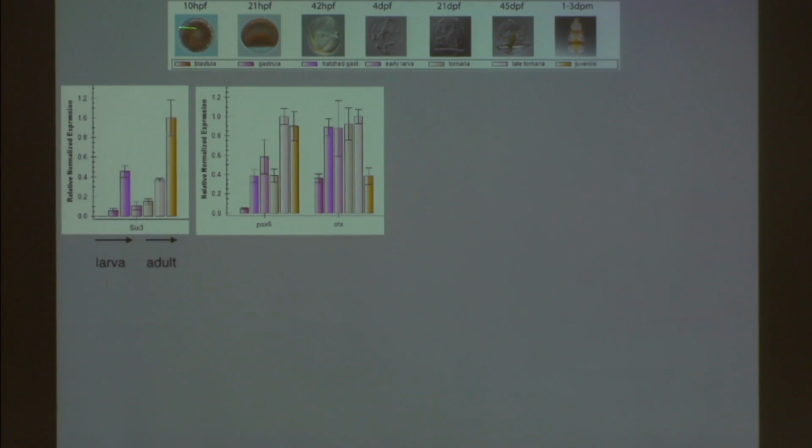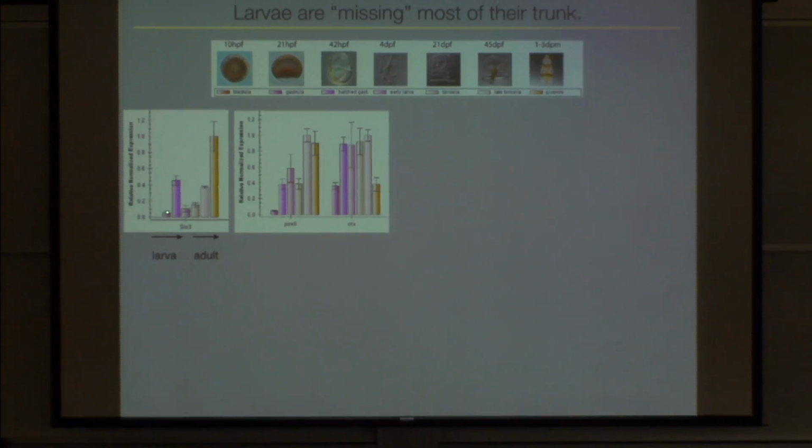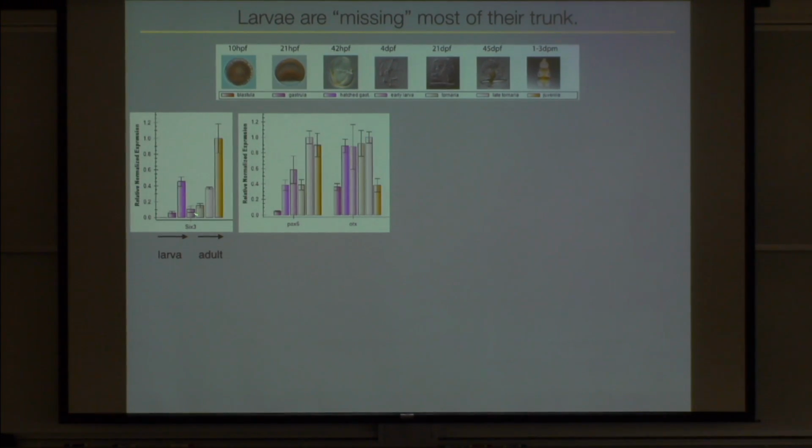So the first 4 time points are basically larval body plan, and the last 3 time points are basically adult body plan. And you can see that basically 6-3 gets turned on at gastrula, and it seems to be important in the formation of the larva, and then goes up through the roof during metamorphosis. PAC6 and OTX the same: only at these very early stages, at 10 hours after fertilization, you see no expression, but then you start to see activation of the gene in early larval development and all the way through into metamorphosis.